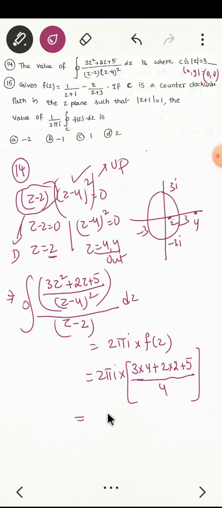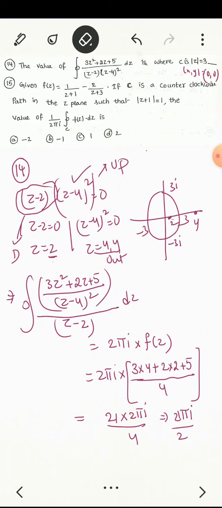Then what you will get: 12 plus 4, 16, plus 5, is 21. 21 into 2 pi i by 4. 2 ones are 2, 2 twos are 4. So it is 21 pi i by 2. I forgot to write the options, but 21 pi i by 2 is the correct option.